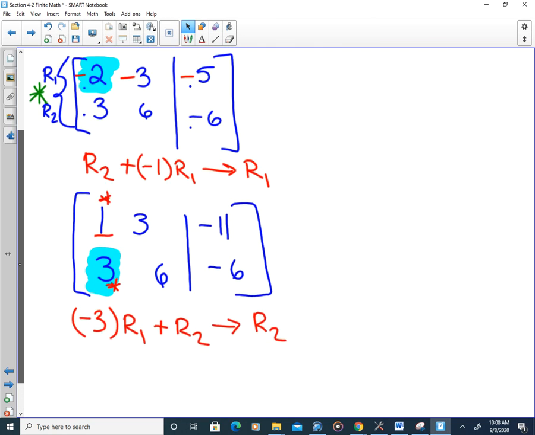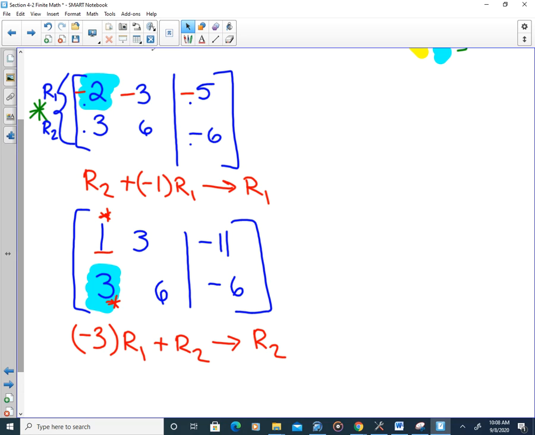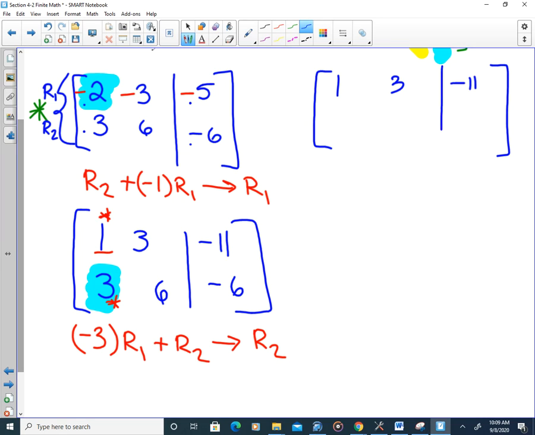Okay? So I'm just going to write it up here. So what row am I replacing? Row 2. So that means row 1 stays the same. So copy down row 1. It's 1, 3, negative 11. Now what are we doing? We're multiplying row 1, which is this, times negative 3.